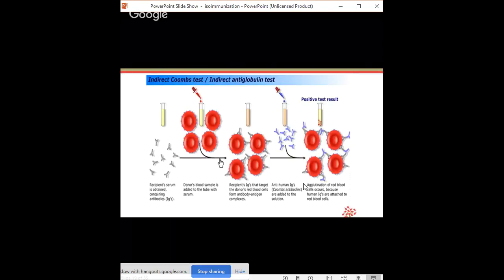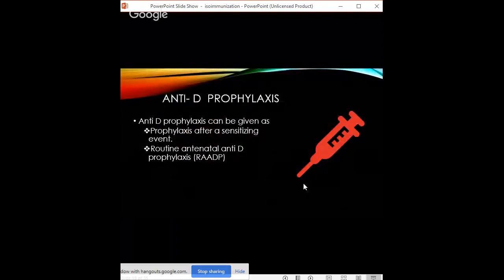Excellent point to remember. Pardon? I said that's an excellent point to remember. That prophylaxis is prevention. So if you already have a sensitized woman, there's no point in giving her anti-D prophylaxis. It's a common mistake that you will see your colleagues make. Carry on.